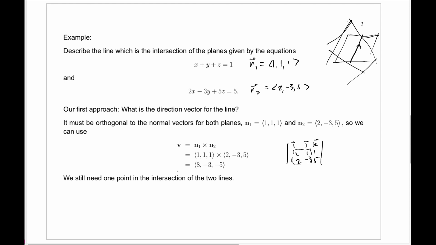Now remember, in order to describe a line, we need one point on the line, plus we need a direction vector. Well, how in the world are we going to get one point on the line? Here's another nice trick. Unless a line is parallel to one of the coordinate planes, then it will actually have the interesting property that you can pick any value of x and the line will contain, in fact, exactly one point with that value of x. Let me show you how that helps us.